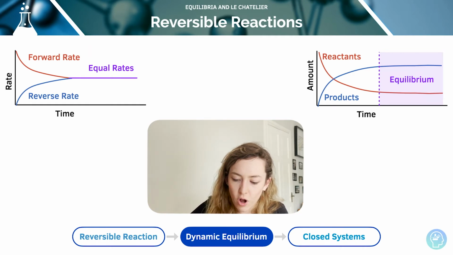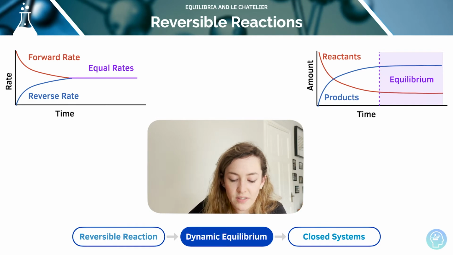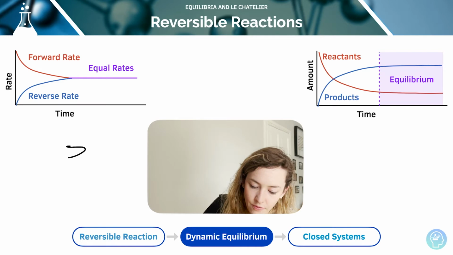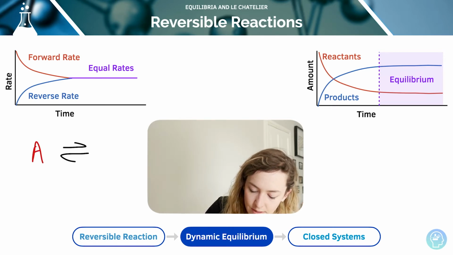So we've got 2 graphs here as well. We've got rate over time. If I start with a container that's got loads of reactants and no products, I'm obviously going to start using my reactants up. So I'm going to have a forward rate that's really high because I've got loads of reactants and no products. If I make a pretend reaction here, I've got A on this side and B on this.